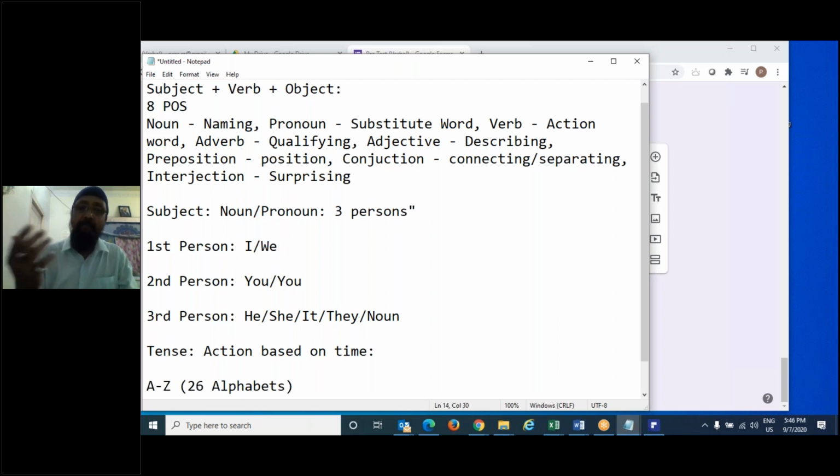Tense is basically a Latin word, tempus, which means action based on time. So any action that we are doing right now, or did earlier, or will do a little later, the form changes. At the same time, the verb form changes, and the use of the helping verb also changes. That's where tense comes into the picture.